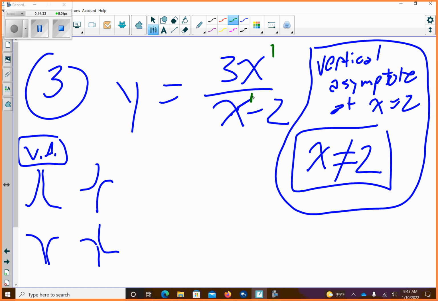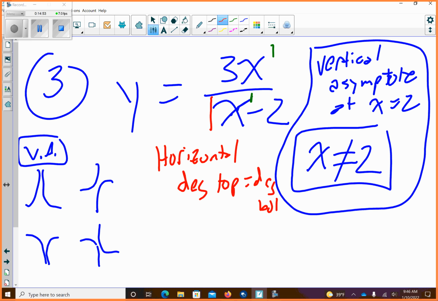So if my degree on top and my degree on bottom become equal, there are some characteristics of this graph that we should know. There's a 1 in front of that. So this means I have a horizontal asymptote because the degree on top is equal to the degree on bottom. This means that I'm going to take the lead coefficients. So I'm going to get y equals 3 over 1, which is just 3.